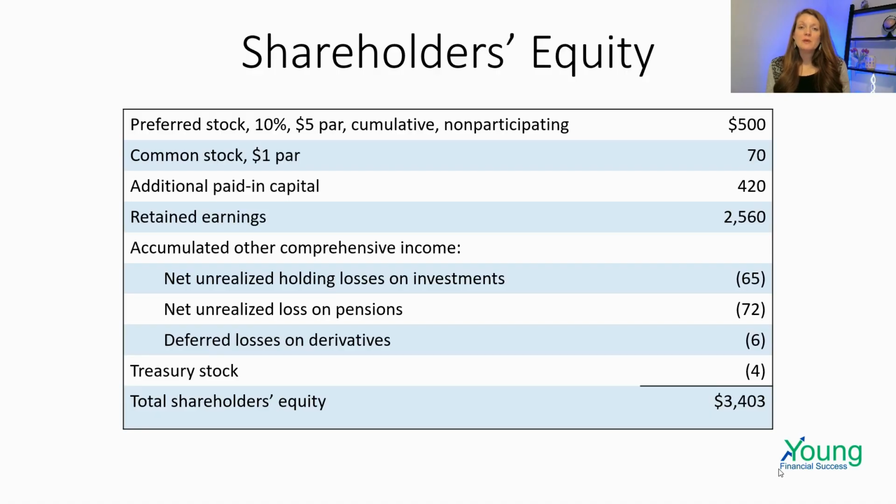Then finally, we might see treasury stock on a company's balance sheet in the equity section, and that is going to be a negative amount as well. Treasury stock is whenever a company has bought back some of their own shares of their company. So we add and subtract as necessary, and that gives us the total amount of shareholders' equity.